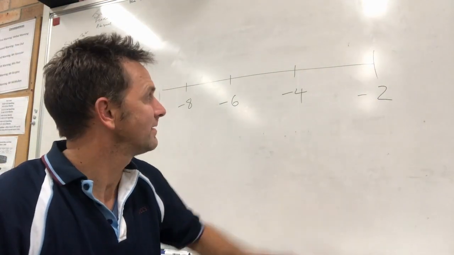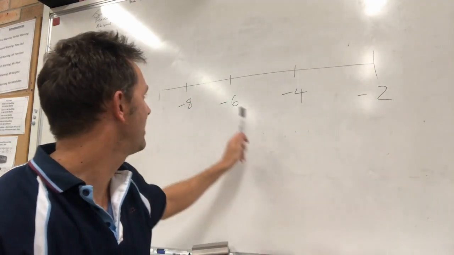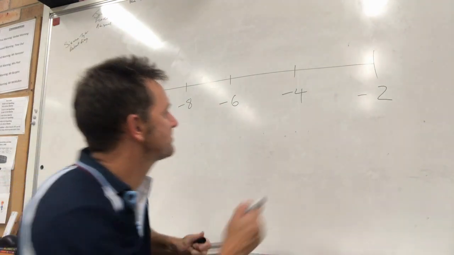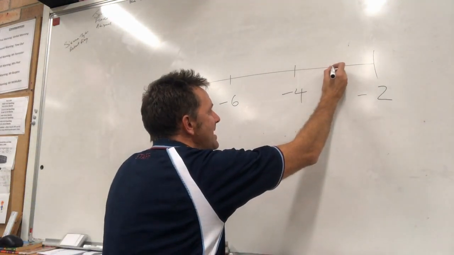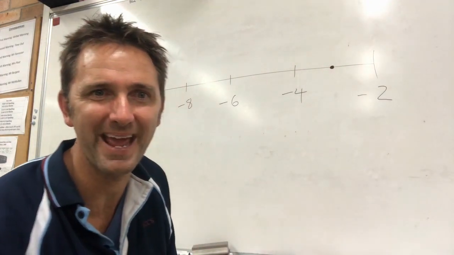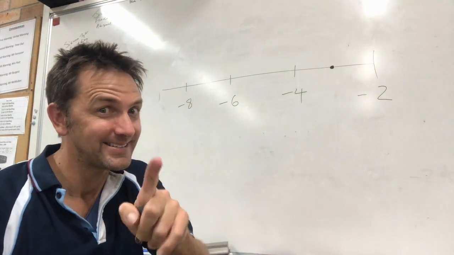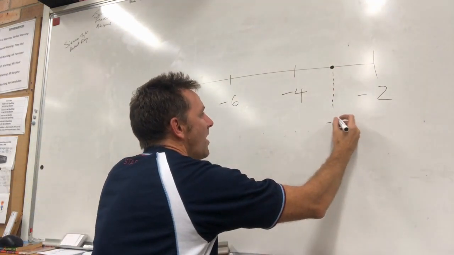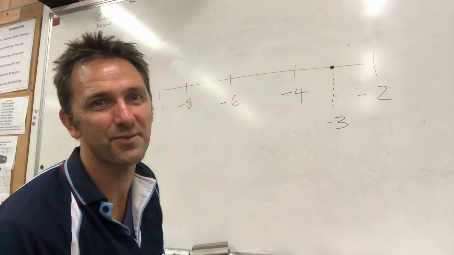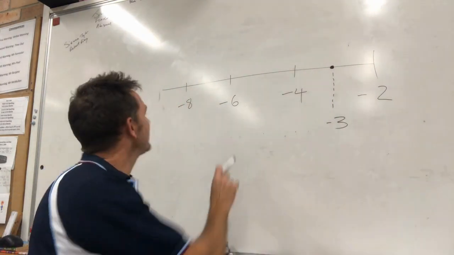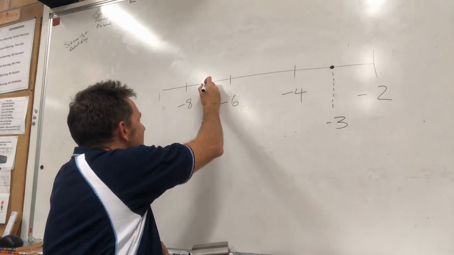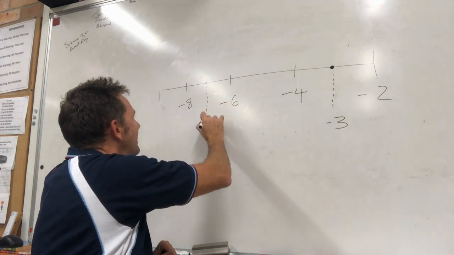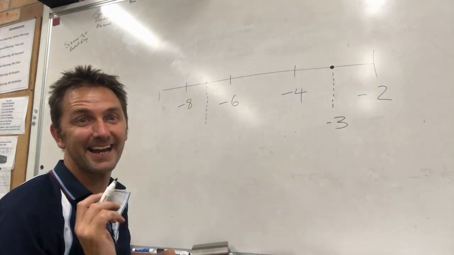Here's another one, look. This goes -2, -4, -6, -8. What if you were asked this question? What's the value between the -2 and the -4? See if you can work it out. I wonder if you worked out it's actually -3. What about the value between -8 and -6? See if you can work it out. It's actually -7.